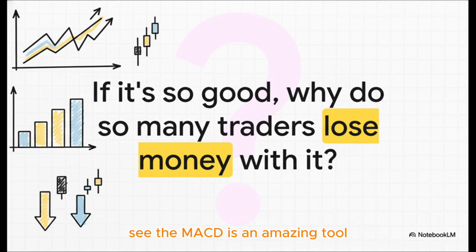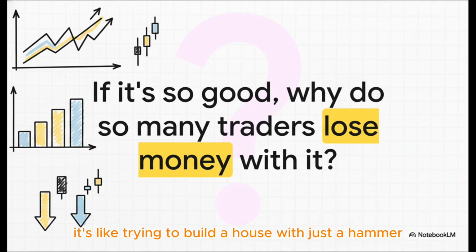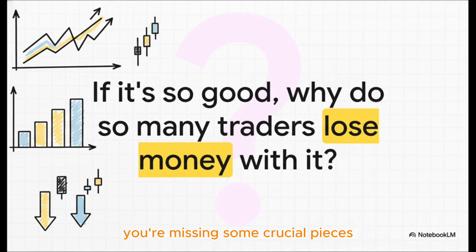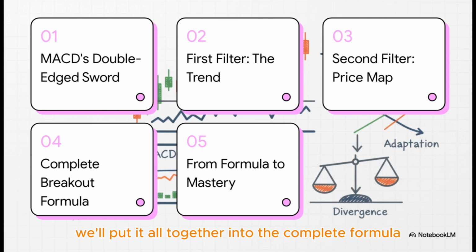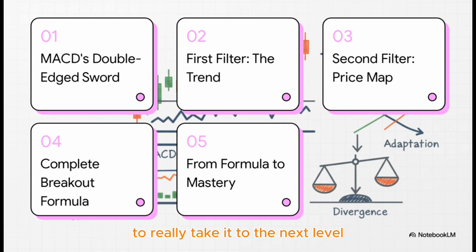See, the MACD is an amazing tool, but using it all by itself, it's like trying to build a house with just the hammer. You're missing some crucial pieces. So here's our game plan. We'll start with the MACD itself, the good and the bad. Then we'll add our first critical filter, the trend. After that, our second filter, the price map. We'll put it all together into the complete formula, and then we'll top it off with an advanced trick to really take it to the next level.